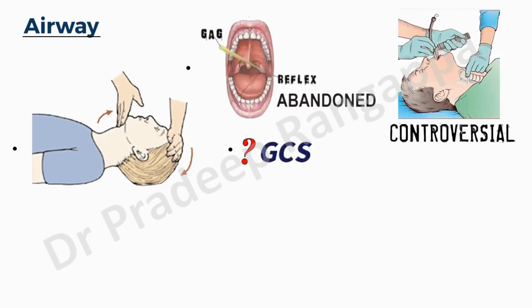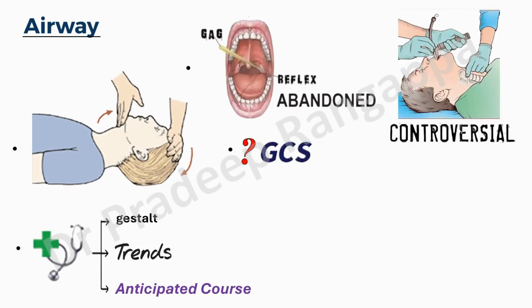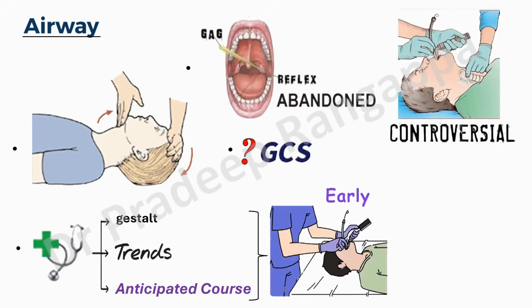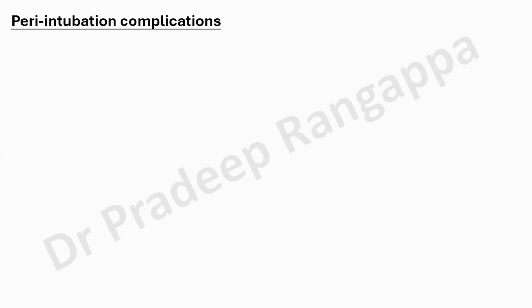Is GCS the indicator to determine whether someone needs intubation? We don't have definitive answers. So the most important criterion for someone to be intubated, a definitive airway to be obtained, is to look at the clinical gestalt, which means the anticipated clinical progression, clinical trends, and anticipated course. I think these are the three elements which should help you to navigate and determine whether someone needs intubation. If someone needs intubation, early intubation is what is recommended because it is shown to reduce the risk of complications and, most importantly, reduce the risk of aspiration.